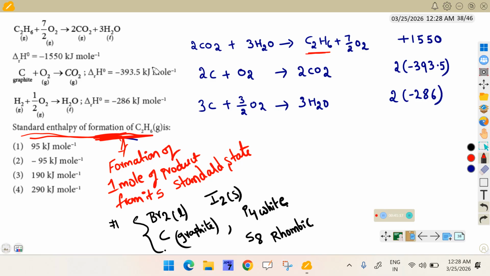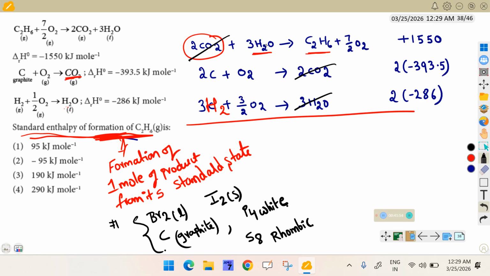So, you want C2H6. First equation, reverse the first equation. Then change the sign. In the first equation, 2 moles of CO2 is present, but given only 1 mole of CO2. That's the reason second reaction is multiplied with 2. In the first equation, H2O is present 3 moles, but given only 1 mole. So third equation is multiplied with 3. Add all the values. CO2 CO2 cancel, H2O H2O cancel.